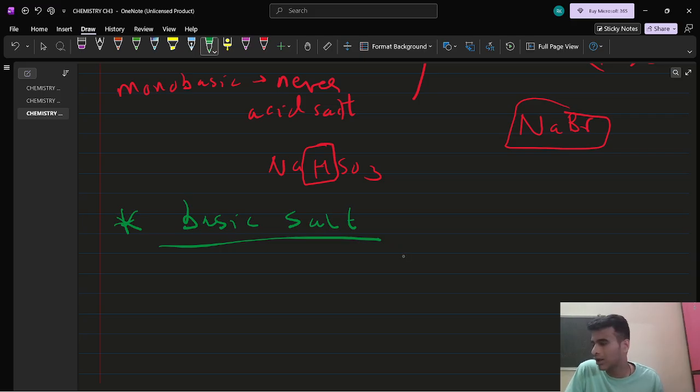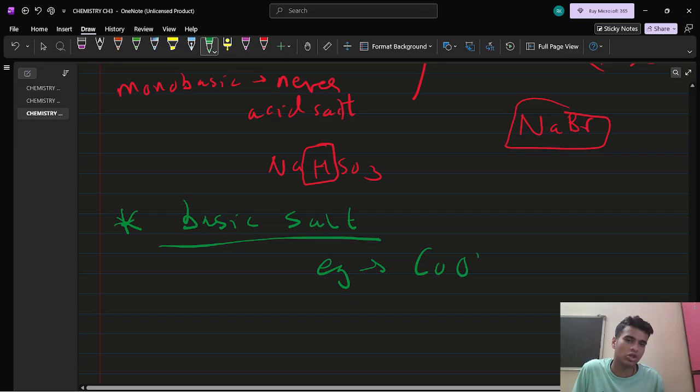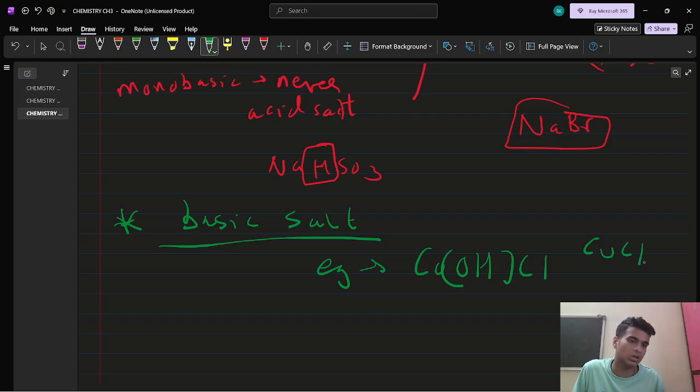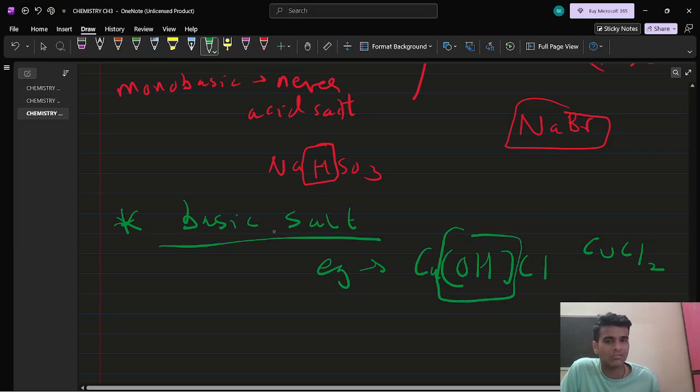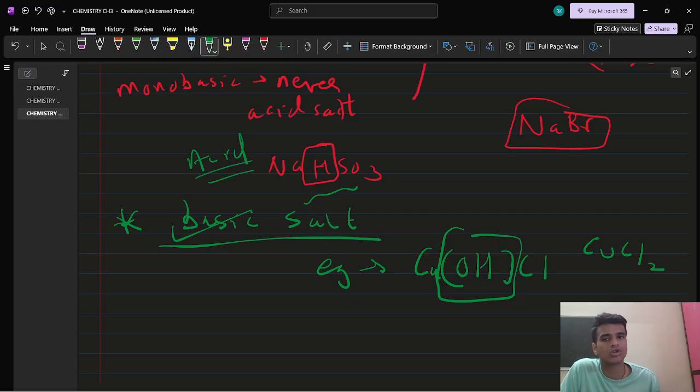They have not given an equation because they don't want you to go into that depth, but remember it from the example. CuOHCl. We have heard of CuCl2, but what is this? CuOHCl is a basic salt. It looks strange, but that is why it is a basic salt. Whenever you see hydroxyl in the middle, it is a basic salt. Whenever you see hydrogen in the middle, it is an acid salt. And if it is clean, it is a normal salt.